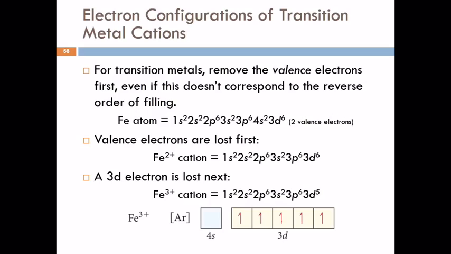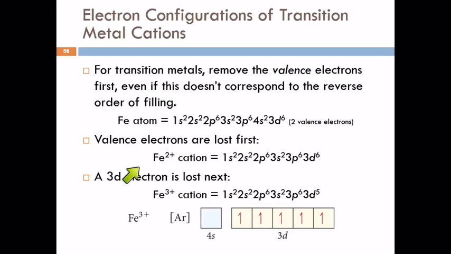For transition metals, you always remove the valence electrons first, even if that isn't the last place they got filled. So here's the electron configuration for iron. It's 1s2, 2s2, 2p6, 3s2, 3p6, 4s2, and then 3d6. But the valence electrons are the 4s. Those are the two that come off first. So if we look at the Fe2+ ion, it's lost those 4s electrons, but it still has the 3d6. So you take the valence electrons off first.